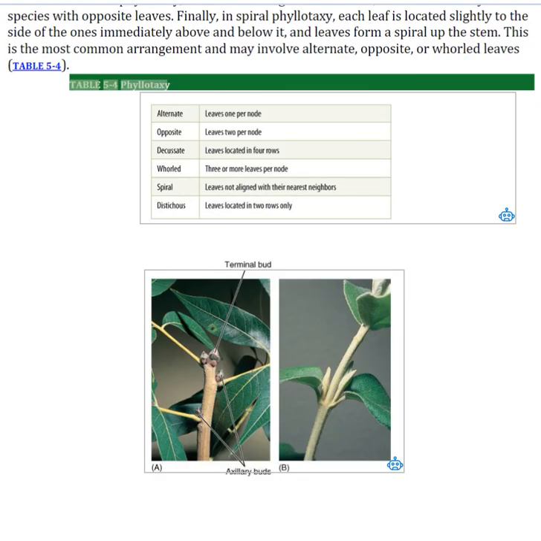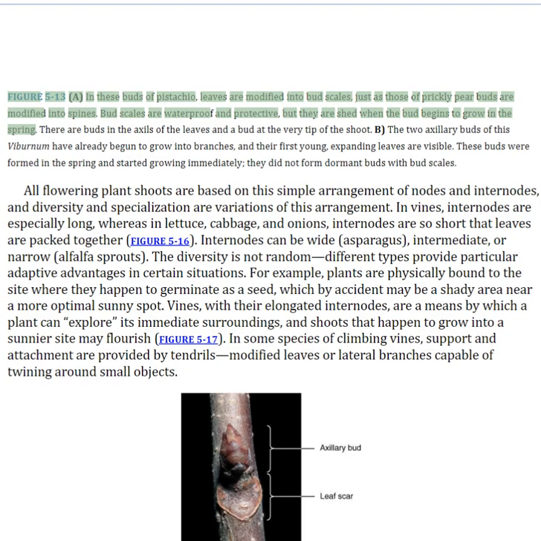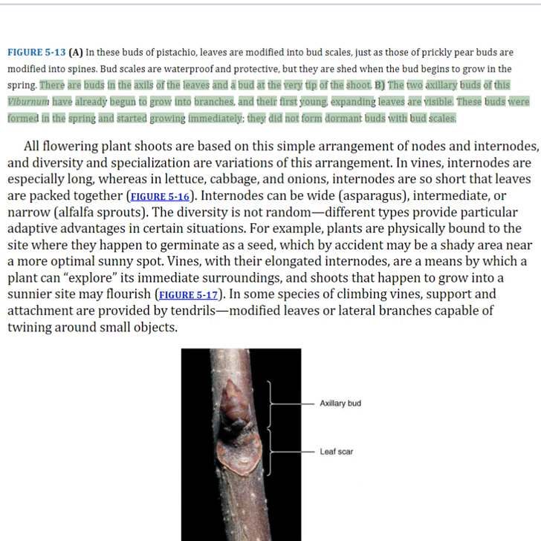Table 5.4 Phyllotaxy. Figure 5.13. In these buds of pistachio, leaves are modified into bud scales, just as those of prickly pear buds are modified into spines. Bud scales are waterproof and protective, but they are shed when the bud begins to grow in the spring. There are buds in the axils of the leaves and a bud at the very tip of the shoot.